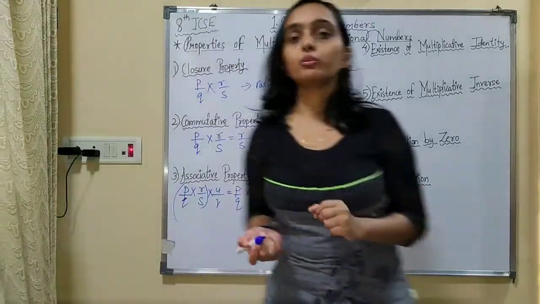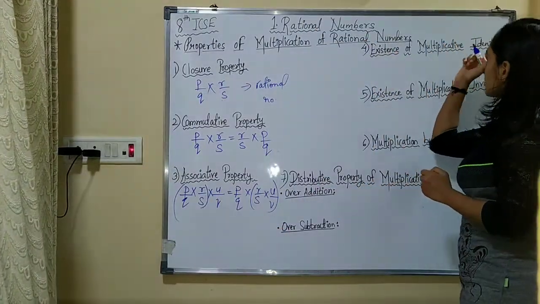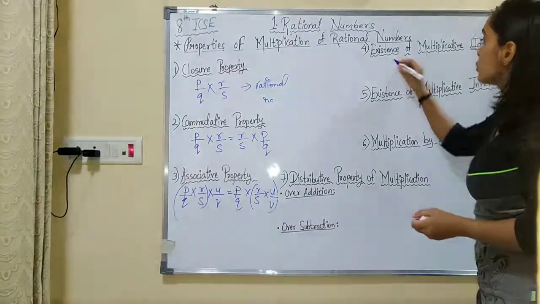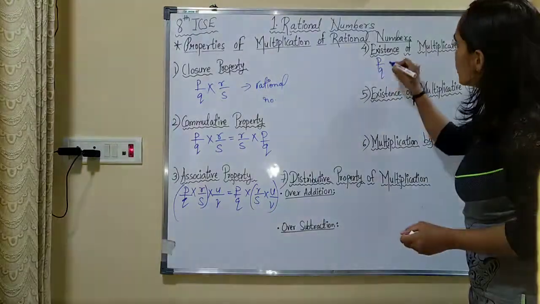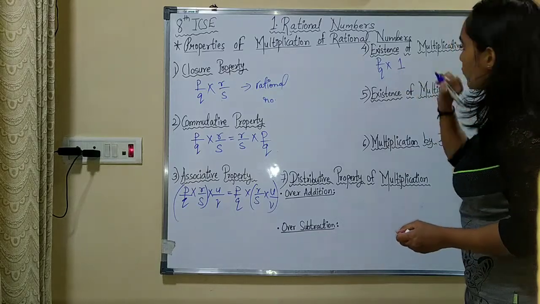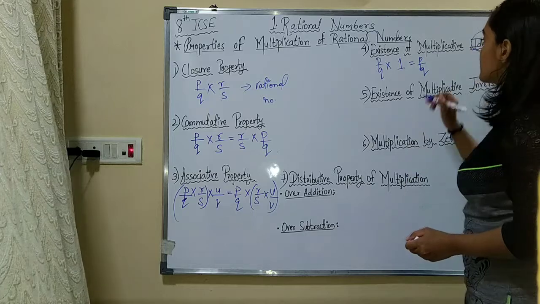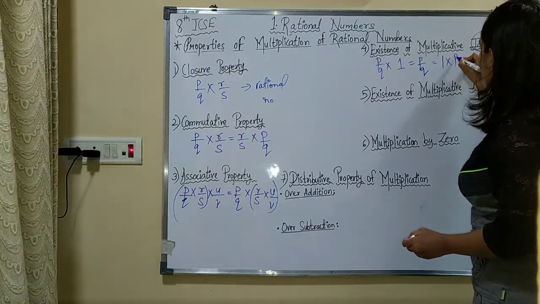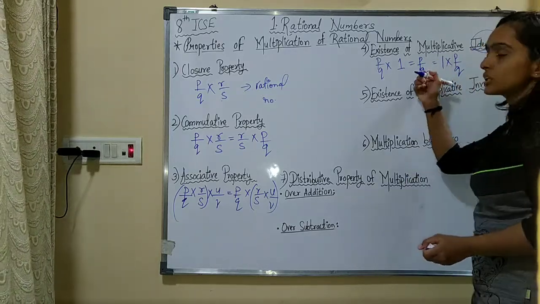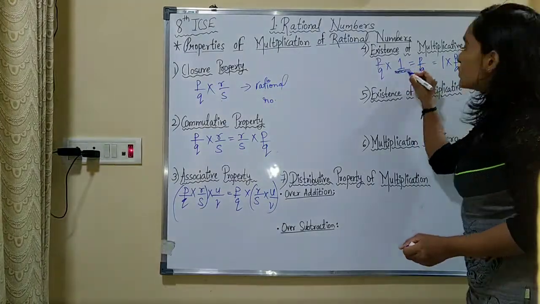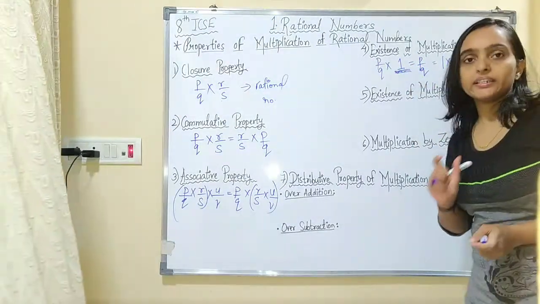Now the fourth property, existence of multiplicative identity. Identity, again, you know that. When p upon q is multiplied by 1, you again get p upon q. That is, if you multiply 1 by any rational number, you get the rational number itself. So 1 is said to be the multiplicative identity.